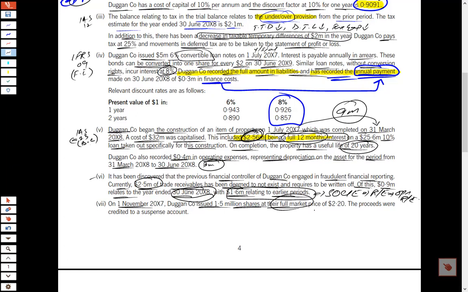They actually did not issue them at a discounted price. They actually issued the shares at the market value of 2.2. The proceeds were credited to a suspense account. Oh wow, good enough. Their accountant doesn't know the treatment of the share issue. Simply, when the shares are issued for cash, we are required to debit the cash, and the accountant has debited the cash, but he doesn't know about the credit treatment.